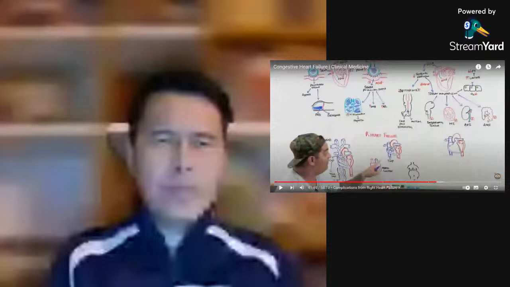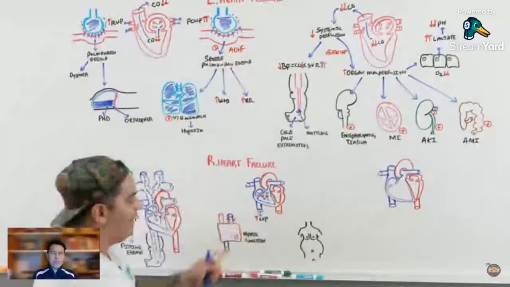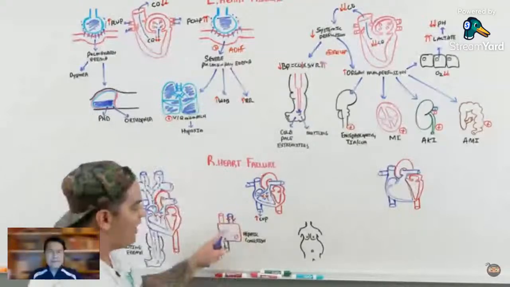into the IVC, and this is a biliary duct. Whenever this hepatic vein is congested and it can't get blood to go up, it congests in the liver and causes the liver to become injured and damaged.